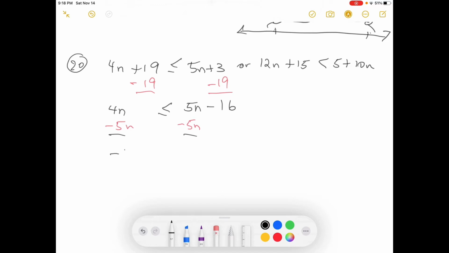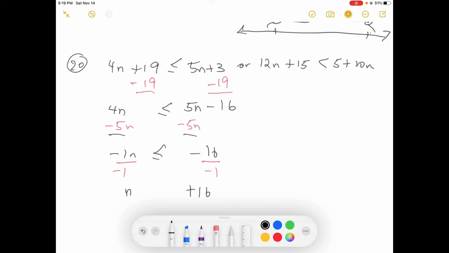So we end up with negative 1n is less than or equal to negative 16, right? Because this becomes 0. Now, following our principles, we want to have this to be n, not negative 1n. So we have to divide both sides by negative 1. And when we do that, it seems straightforward. We get positive 16 on this side, and we get just n on the left-hand side.